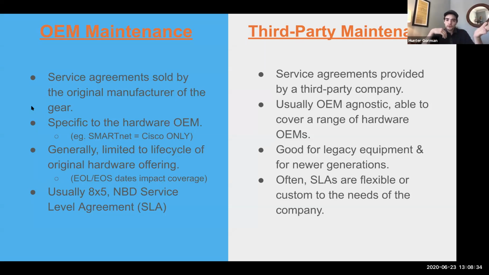They're also really good for legacy, the older generation hardware, as well as some newer generation hardware in your stack. As third-party maintainers, we're not limited to the life cycles of an OEM. So if you've got some mission critical, legacy piece of gear in your stack, you can still continue to cover that well after the last day of sale for a Cisco device.